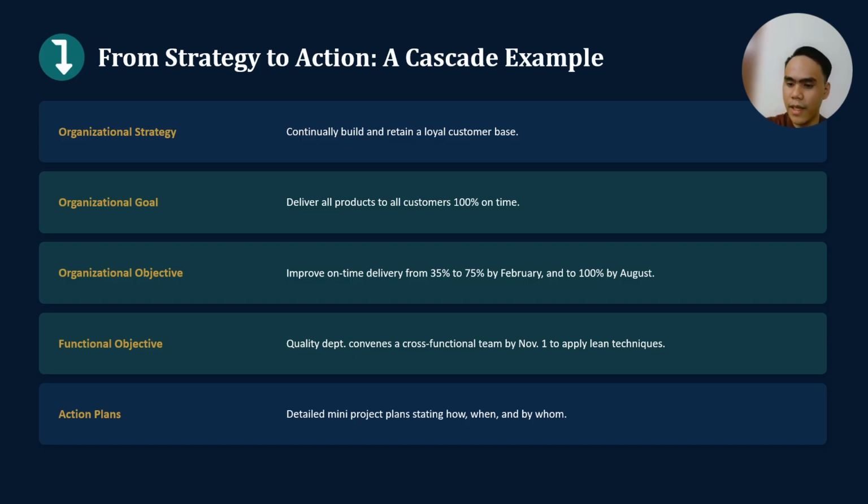The quality department will assign a quality engineer to convene a cross-functional process improvement team by November 1. And that team will use lean manufacturing techniques to reduce cycle time until 100% on-time delivery is achieved. And finally, action plans translate all of that into detailed mini project-plan style documents stating exactly how and when the objectives will be achieved and by whom. The point of walking through this cascade is that goals alone are never enough. They have to be supported by measurable objectives, which are in turn supported by action plans, all the way to individual accountability.